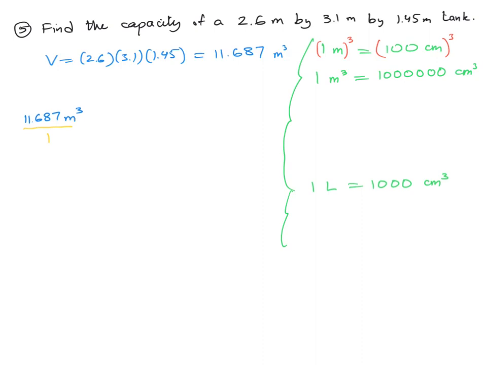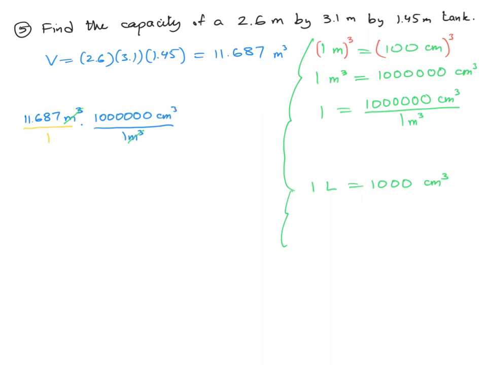So I'm going to divide both sides of this equation by 1 meter cubed. So I get 1 equals 1,000,000 centimeters cubed over 1 meter cubed. So I can multiply this 11.687 meters cubed over 1 times that 1,000,000 centimeters cubed over 1 meter cubed, because basically I multiplied by 1 and didn't change anything. Now that gets me to cancel the meters cubed. This meter cubed will cancel with this meter cubed. But now I've got centimeters cubed.